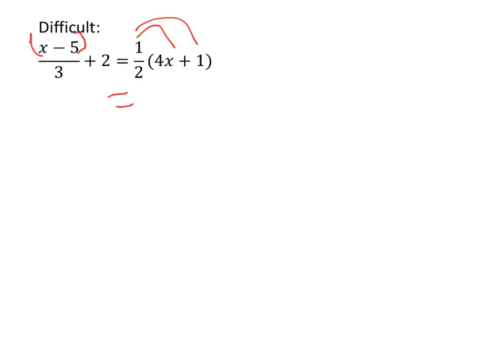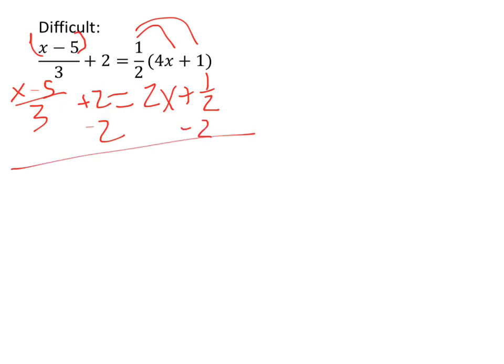You're going to distribute that 1/2. 1/2 times 4x is going to give you 2x, and 1/2 times 1 is going to give you 1/2. Left side, we still got the plus 2, and then we got the x minus 5 over 3. Okay, what I want to do is I want to kind of get rid of this guy just to combine my constant terms together. And what that's going to give me, if I subtract 2 from both sides, is going to give me x minus 5 on the left side over 3. And then on the right side, I'm going to get 2x. And that's going to be subtract 3 halves. Okay, 1/2 minus 2 gives you negative 3 halves.